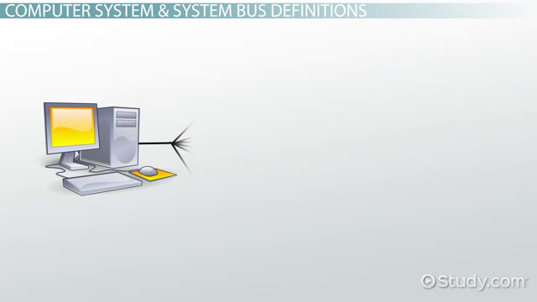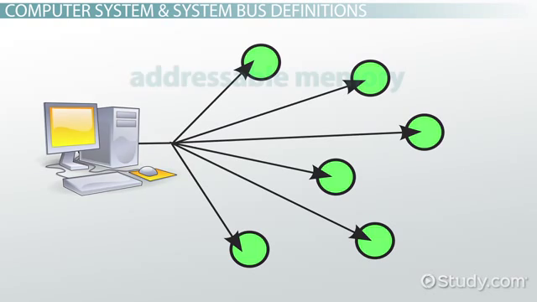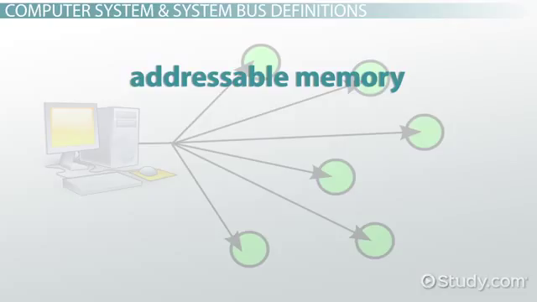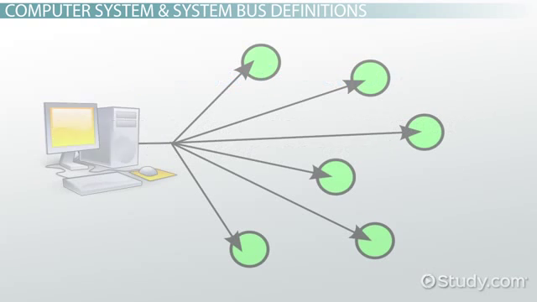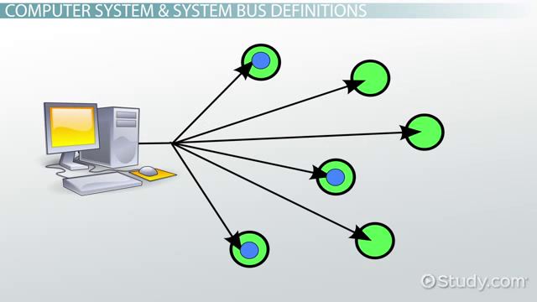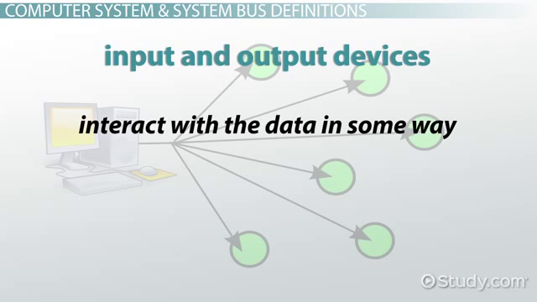Second, computers have lots of destinations for the data to go and stay so it can be used later, which we call its addressable memory. These are kind of like houses with physical addresses, where the pieces of data live when they're not being processed by the CPU. Third, there are devices that do stuff with data instead of just storing it, called input and output devices, so we can see or hear what's going on or interact with the data in some way.